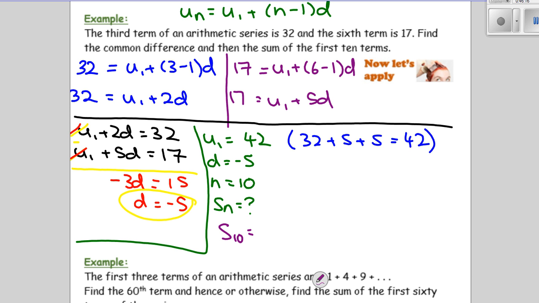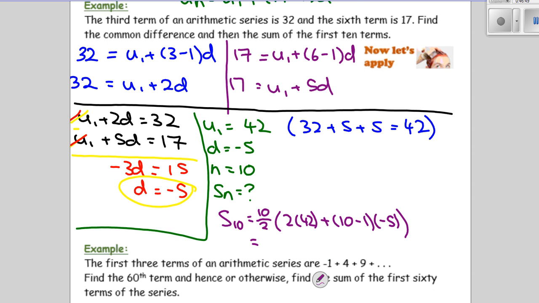So I'm going to use the long version. 10 over 2, times 2 times U of 1, plus 10 minus 1 times d. d is negative 5. Some people don't like to write the negative 5 afterwards. They like to put brackets around negative 5. If you prefer to do that, you can. And we just work out that answer. It's not that big because we're going into negatives, so you're going to start to add negatives in. It's a number less than 200.